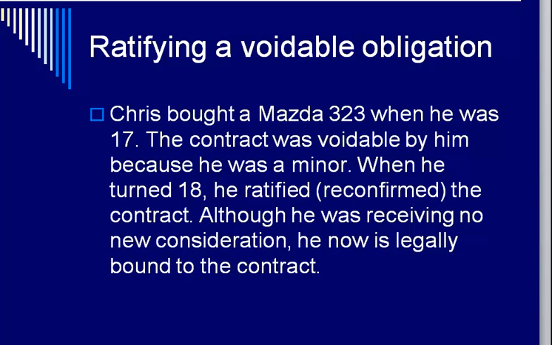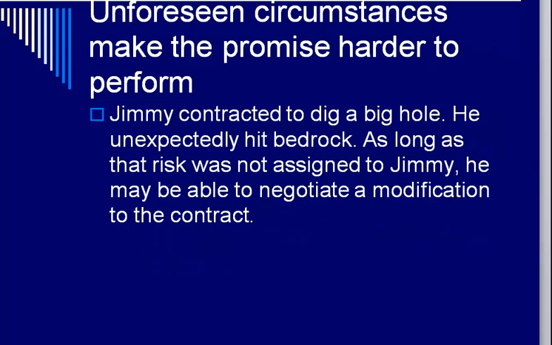Here's an example of ratifying a voidable obligation. Imagine that poor Chris bought a car when he was 17. It was voidable at that time. Until he turned 18, it was voidable. But when he turned 18, he then reconfirmed, or as we say in the law, ratified the contract. Although he was not getting any new consideration, the law says he's now legally bound to the contract. It's kind of a fairness argument.